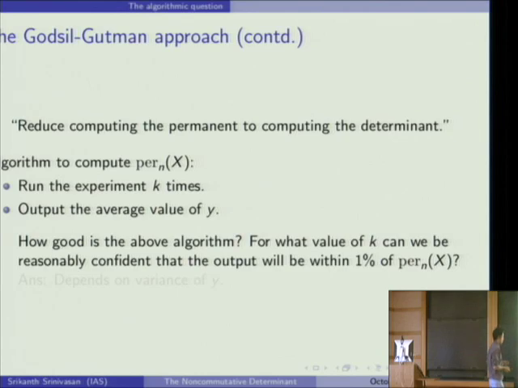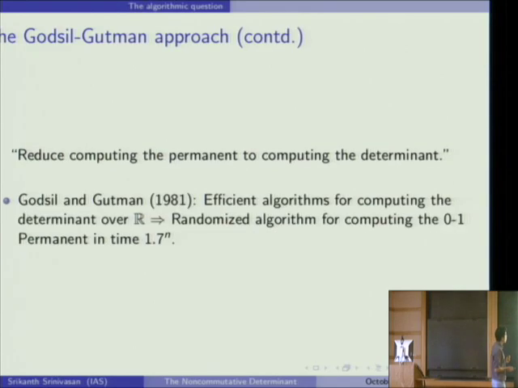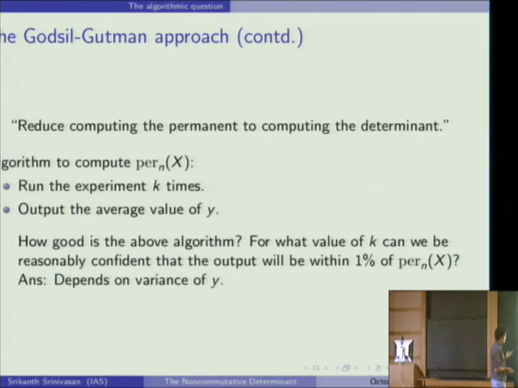This kind of algorithm has been looked at for many different problems in the literature, and it turns out that the answer here depends really on the variance of this random variable Y. If the variance is very large, the iteration needs to go on many times. If the variance is very small, then we are in good shape. So what Godsil and Gutman showed is that the number of iterations k depends essentially on the variance. So we will look at the variance of this random variable right now.